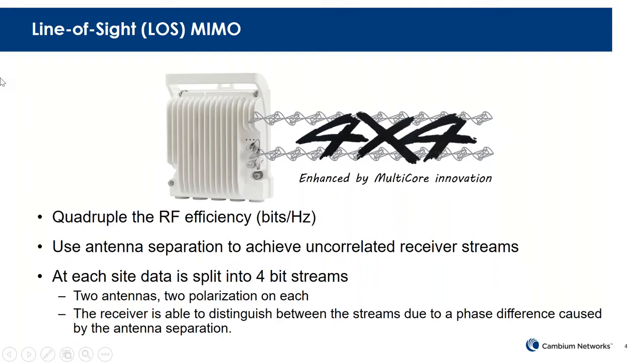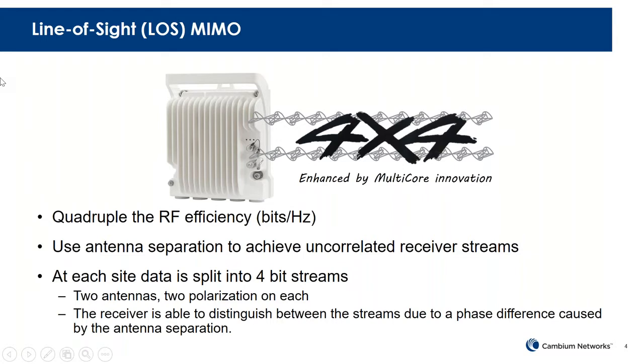So with 4x4 MIMO, you can quadruple the RF efficiency. Suppose you use one channel, and with 1+0, you can only get 250 megabits per second of capacity, for example. And so with 4x4 MIMO, this same channel, you can achieve 1 gigabit capacity. So just using the same channel, you quadruple the RF efficiency.